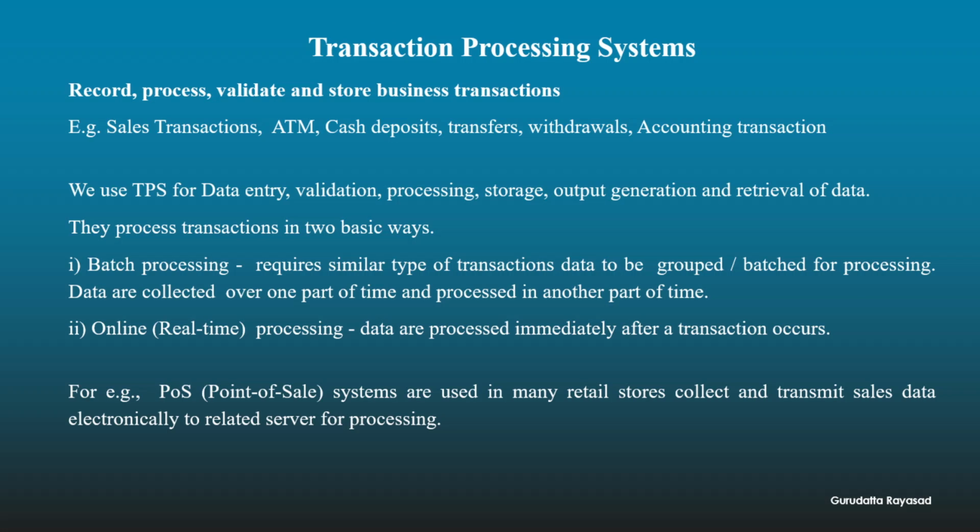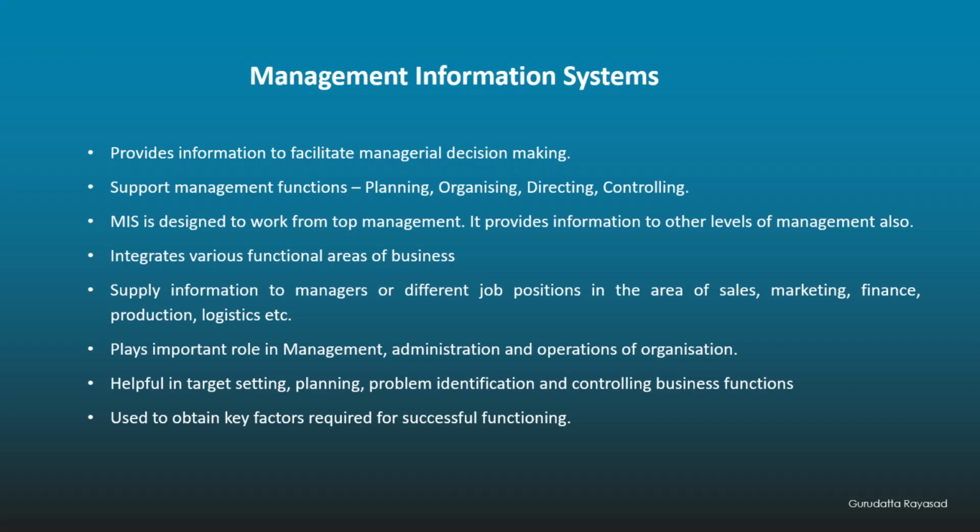So these transaction processing systems are the most common type of systems available in most industries or businesses, and these are very useful systems. Next, let us discuss management information systems. As you know, these are the most commonly used or most popular systems, you can say. So what are management information systems?